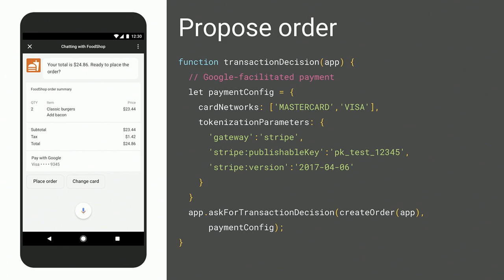Next, I call ask for transaction decision with this order and the payment configuration. The order is then presented to the user, as you see on the left, and the assistant handles all the details of collecting the user's response, getting the user's authorization for the purchase, and then passes all of the agreed upon order and payment information back to me.